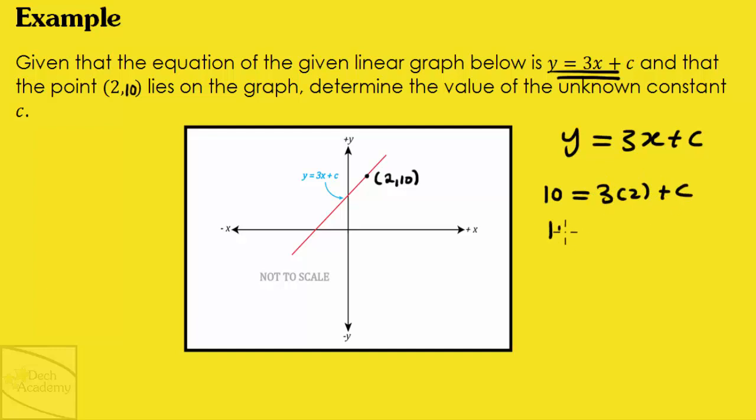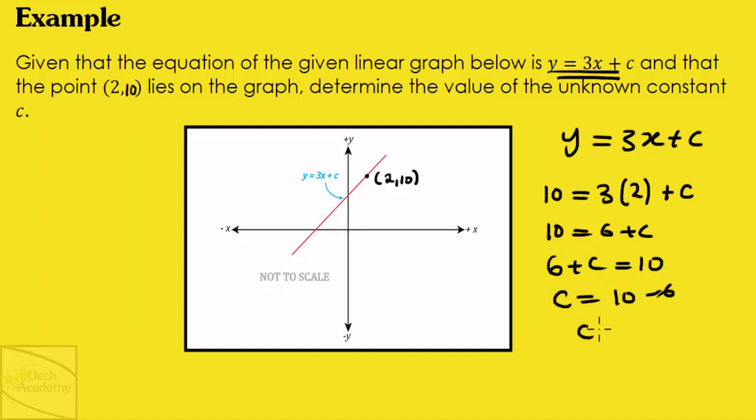And that gives 10 equals, in fact, my brackets might look like C's, 10 equals 3 times 2 plus c, which gives 10 equals 6 plus c. So swapping left hand side and right hand side gives 6 plus c is equal to 10. I'm making c the subject of the formula because I'm trying to determine c. Subtracting 6 from both sides gives c is equal to 10 minus 6, which gives c equals 4.